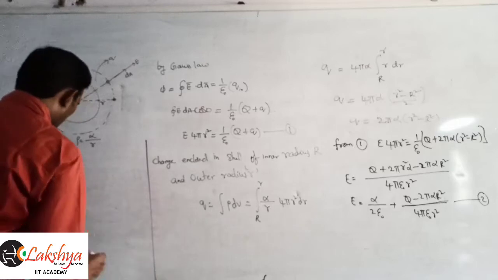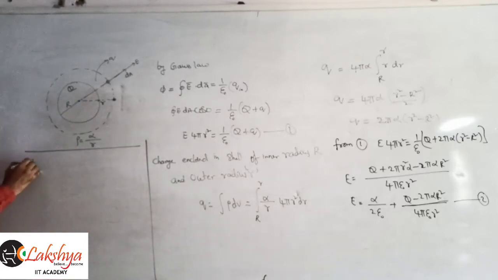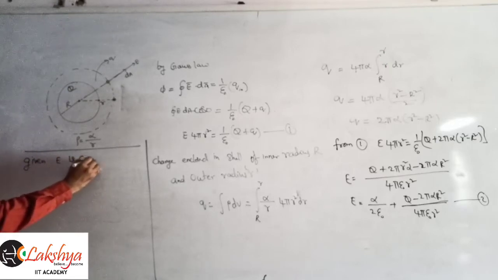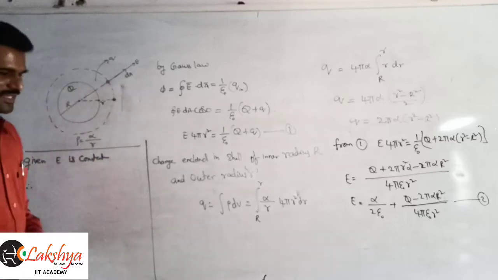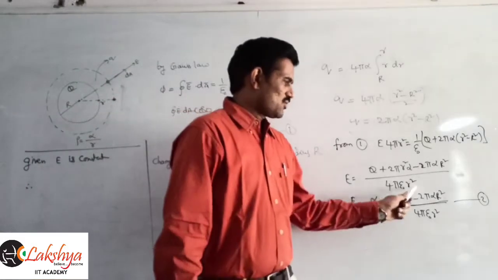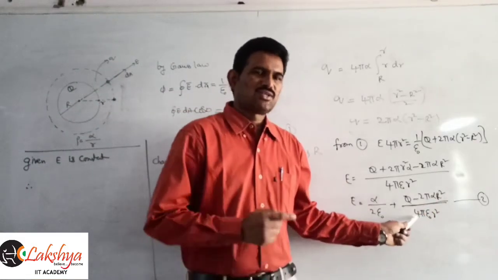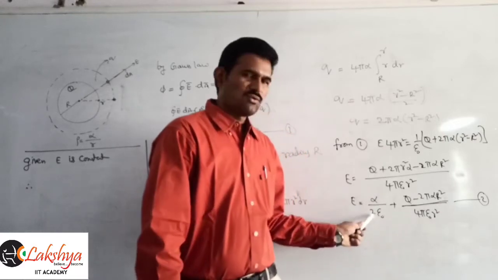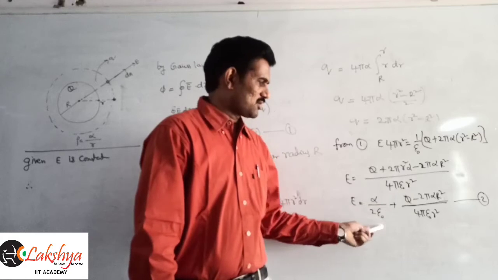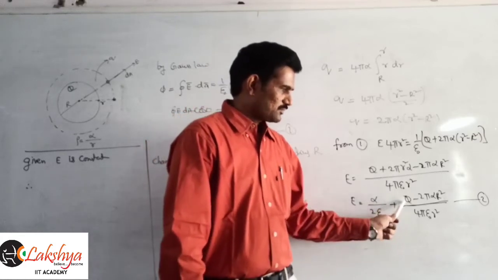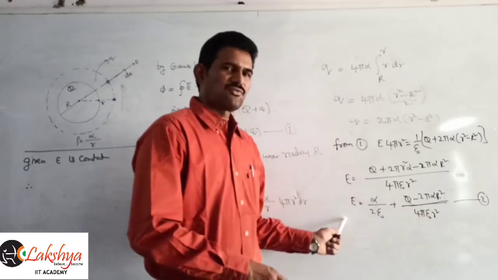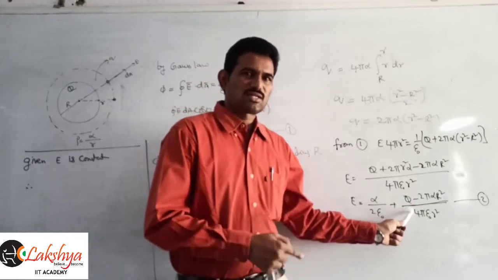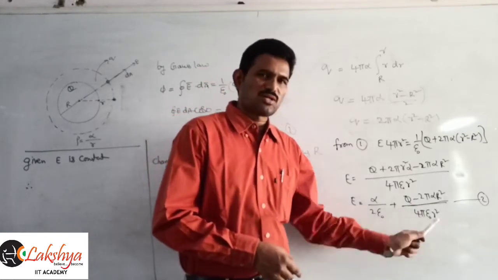So I will do the remaining calculation here. The given condition is that E is a constant, meaning it should not depend on this. Therefore, it is possible, that means the E value is constant, when this term is 0, right? Otherwise, the alpha is a constant that is given, and 2 epsilon naught is also a constant value. If this term is 0, then automatically the electric field will become a constant. If this term is not 0, the electric field will be variable, because the small r square term will be there.